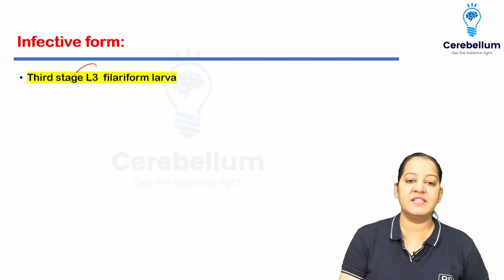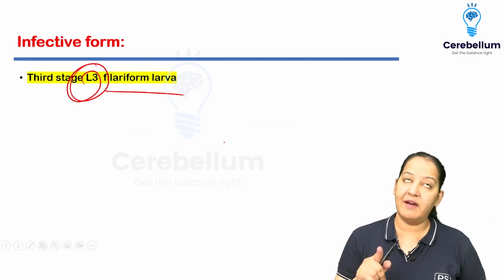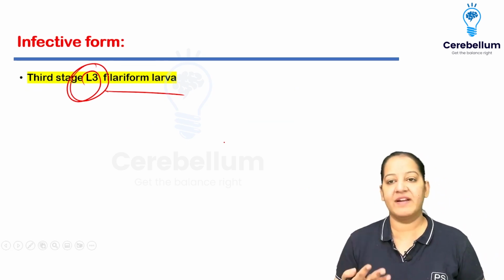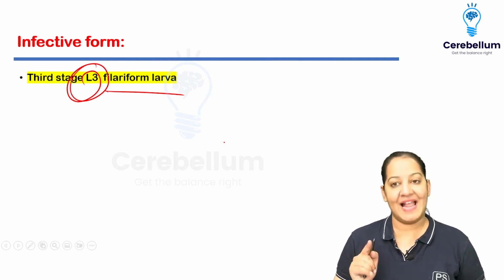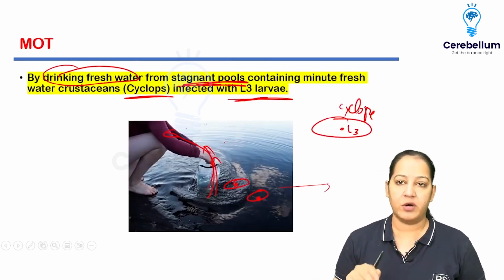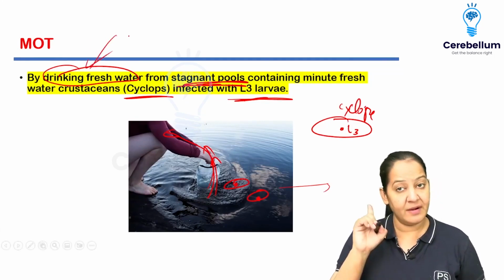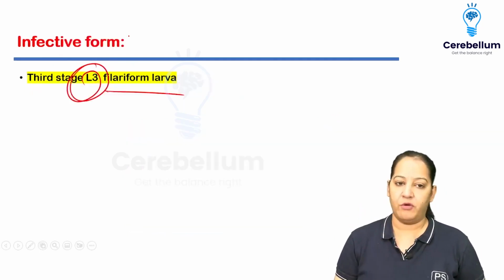So what is the infective stage? It's L3 larva, that is filariform larva. In contrast to Trichinella, where the infective form was L1 larva present in the meat of the pig. Here the infective form is L3 larva present inside the cyclops in the fresh water from a stagnant source. So here drinking is the mode of transmission.